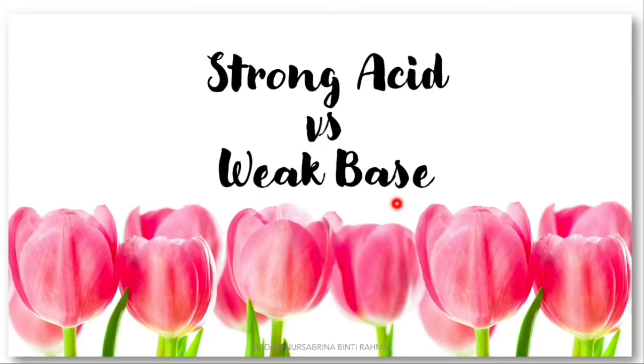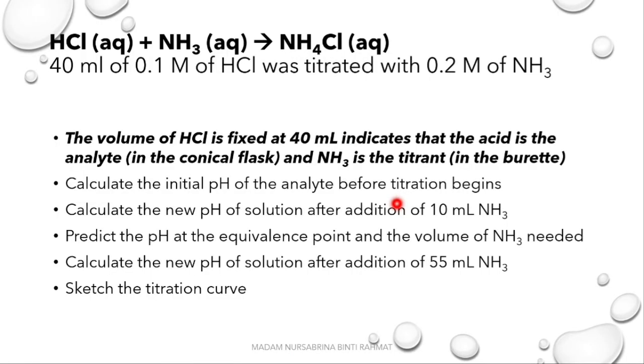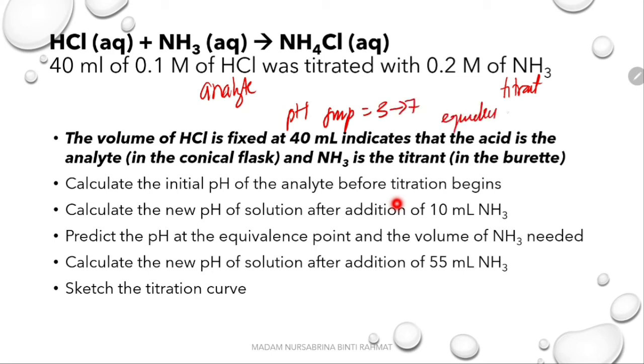So let's look at the last example, which is between a strong acid and a weak base. I'm going to use hydrochloric acid with ammonia. Hydrochloric acid serves as my analyte and my ammonia serves as my titrant. So you're going to see your pH curve starts from a pH below 7 and ends at a pH above 7. Between a strong acid and a weak base, the pH jump is between 3 and 7. At the equivalence point, the pH should be less than 7.